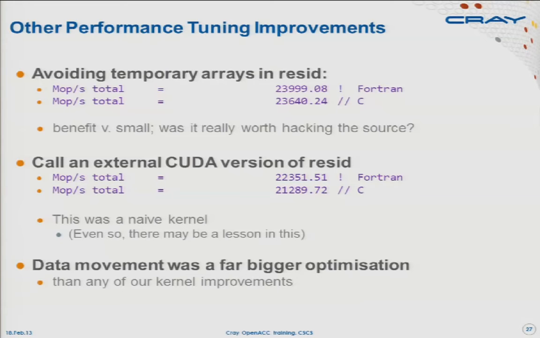So it's not a guaranteed win. I'm not saying you're not cleverer than them, but I'm not cleverer than them. I just wrote a very simple CUDA version and managed to slow the code down. Not by much, but it was better to use OpenACC. Avoiding the temporary arrays in resid, as I showed in the previous talk, gave me a small speed up. But by far the biggest optimization is data movement.